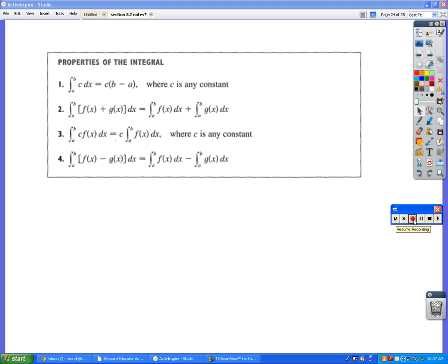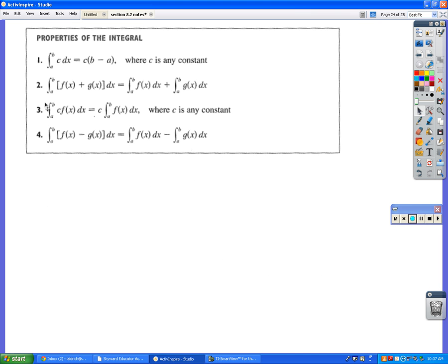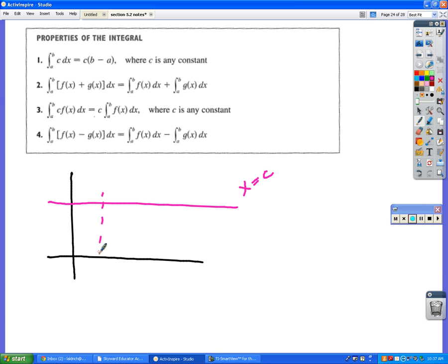This first one says that if you are taking the integral of a constant function, what does the graph of a constant function look like? A horizontal line, right? So this is my graph right here at x equals c, and I want to find the area between A and B. Then this is just going to be one big rectangle, with a width of B minus A, so that's where this comes from, and a height of C. Okay? So that's why this formula says that.